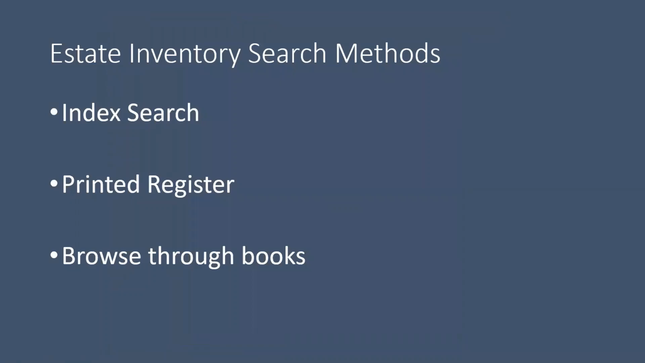So for the estate inventories, first start with the global search. Then if you're not successful, look for a printed register. And then otherwise, you're going to have to browse through the books page by page, starting with the year of death.